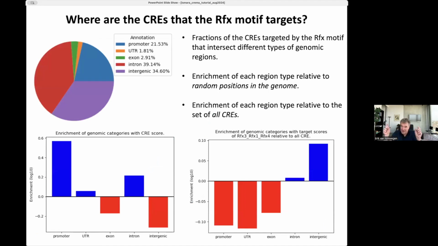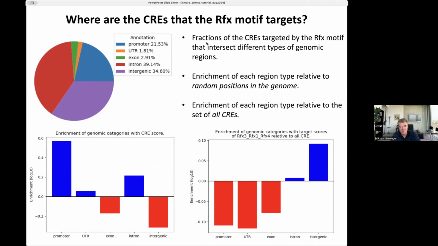Another picture of where you find the CREs for this particular motif RFX is to ask how many of these CREs lie in a promoter, in an intergenic region, in the exon of a gene, or the intron of a gene. That's what's in this pie chart. You see what fraction. So we see that 34% of the CREs lie in intergenic regions, 39% in introns, 21% in promoters, and then only a small section overlaps exons of genes.